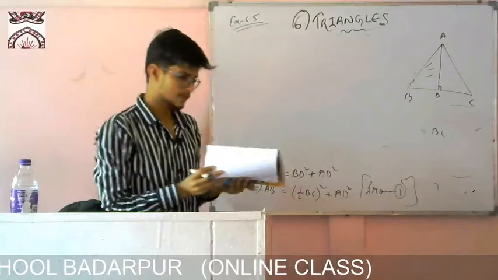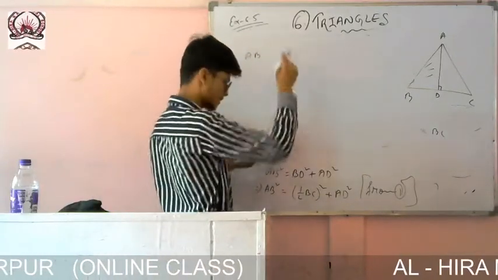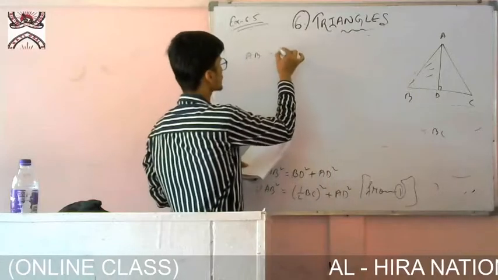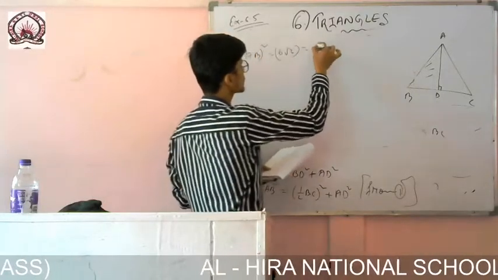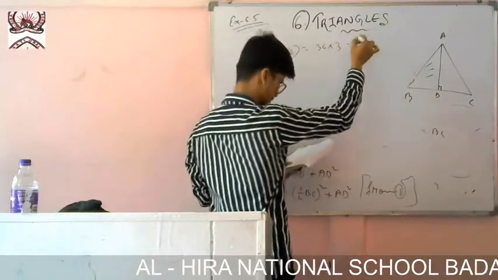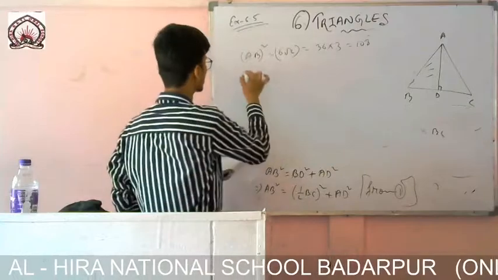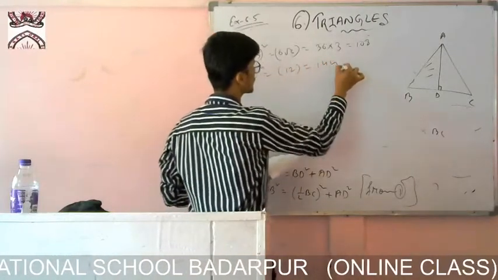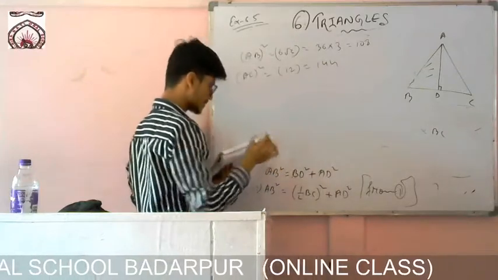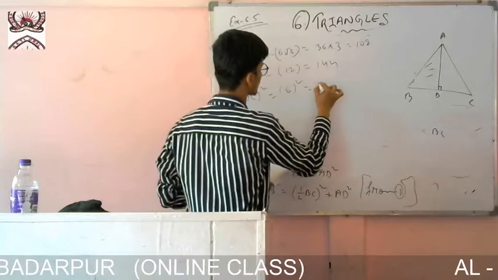Let me find first of all the squares of the sides. AB is given 6 root 3. So what is AB square? It is 6 square, 36 into 3, that is equal to 108. Then another one, AC is given 12. AC square is equal to 12 square, which is 144. And BC is 6, BC square is equal to 36.